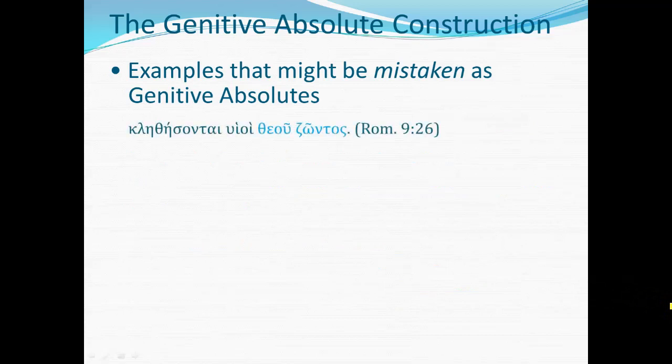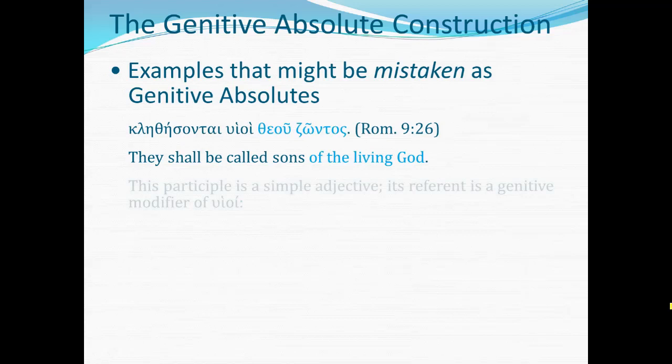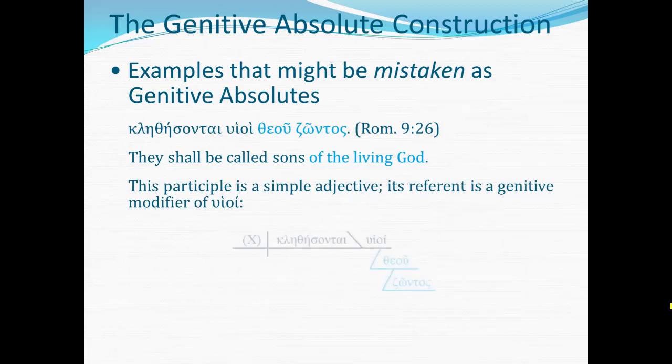Romans 9:26 reads, "They shall be called sons of the living God." Same phrase as in the previous example, but no article this time, and the lack of the article makes zontos a little easier to mistake for a genitive absolute. But the diagramming and the usage are just the same as in the previous slide. This participle is a simple adjective, and its referent, theou, is a genitive modifier of huioi. So theou is not absolute. It has a genitive case use modifying huioi.